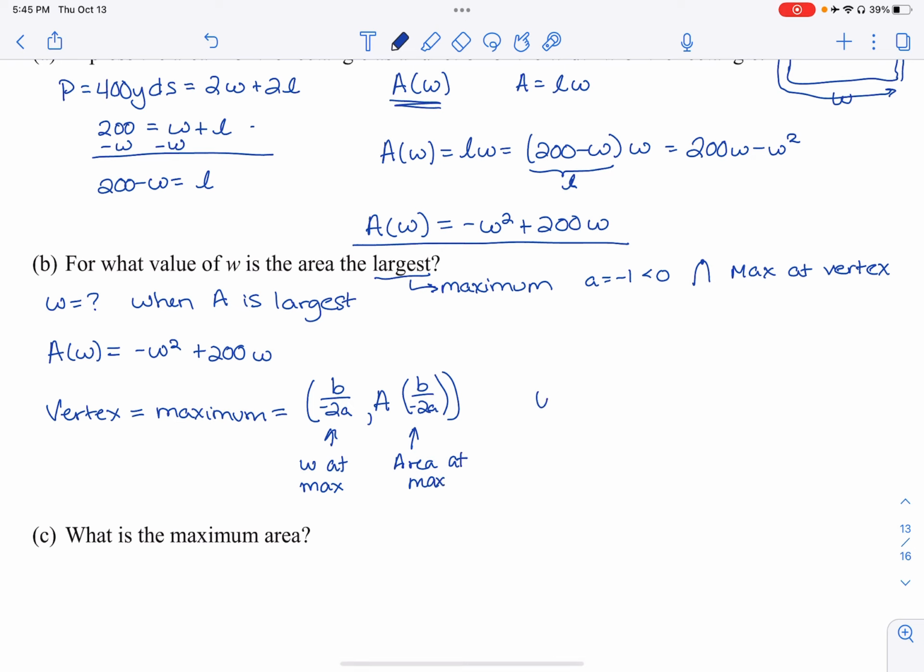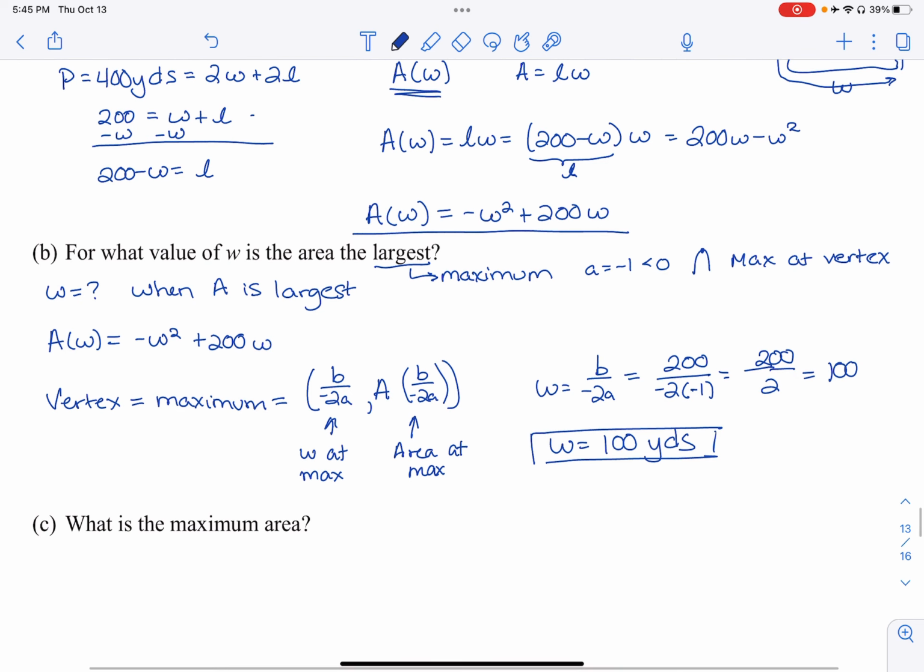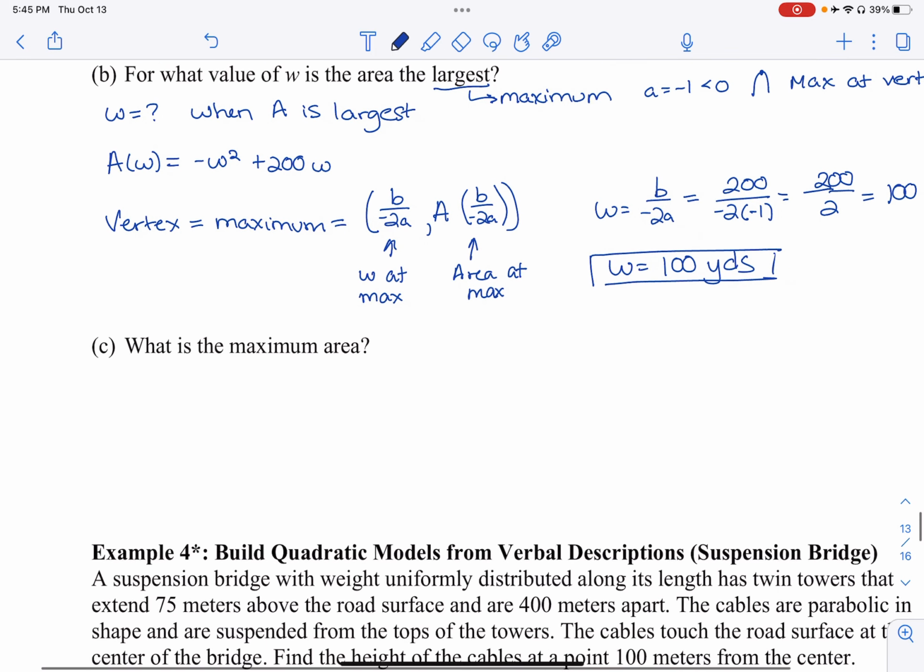So if I find W equal to B over negative 2A, in this case, B is 200, negative 2, and A is just a negative 1, so I have 200 over 2, which is going to be 100. And in this case, we have W equals 100 yards, because that's what our units were. So that's the value of W when the area is largest.